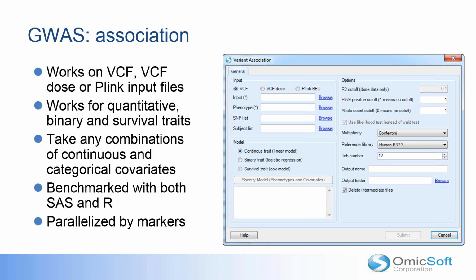We benchmark, so we have done this for the last 8 years. We benchmark all the statistical models with both SAS and R. And because we potentially can work on 30 or 40 million imputed genotypes on a rather complicated model, this procedure was also parallelized. It's parallelized by markers. So if you have 100 nodes, then the analysis will be accelerated by 100 times.